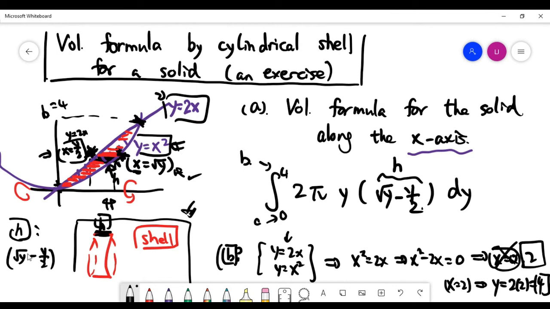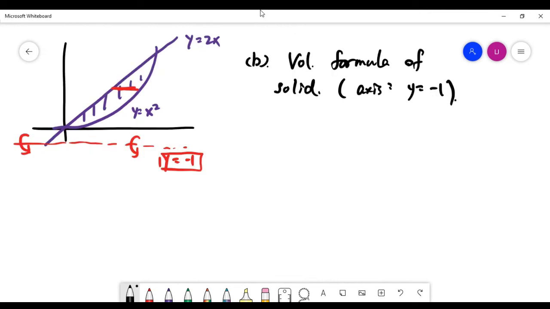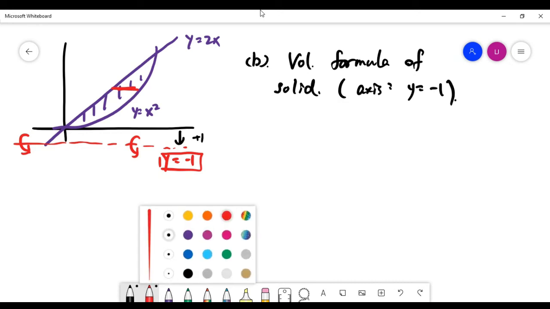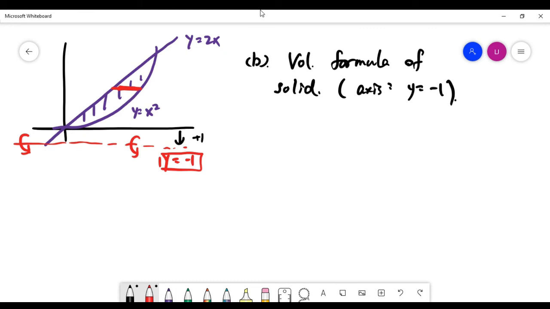And let's look at the same picture. Let me change the axis of rotation and we can talk about that. So please look at the current problem. I'm just taking the same picture as before, but now instead of taking the x-axis as the axis of rotation, I'm now pushing the axis down by 1 unit to the line y equals minus 1. And please look at the method of cylindrical shell. It is not changed much.